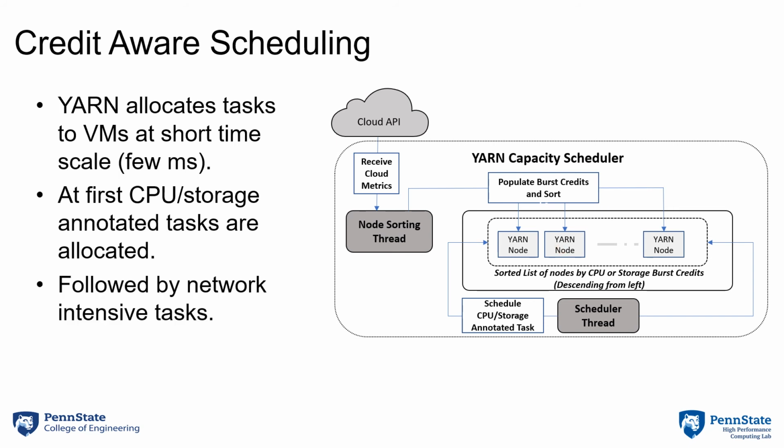This process is followed by network intensive task allocation, which is allocated in an ascending order of burst credit balance. So what happens here is that a network task allocated on a node which is low on CPU or storage burst credits ends up acquiring CPU or burst credit balance while a network intensive task is running on it. This allows the lower burst balance nodes to grow in burst balance, and in the next epoch of the sorting thread, they move higher up in the sorted list. So this allows a lot of churning in the yarn node data structure.